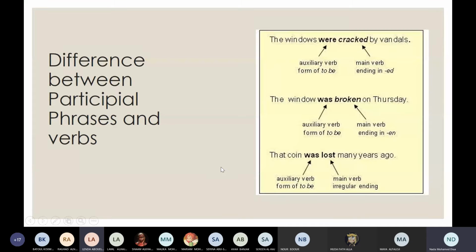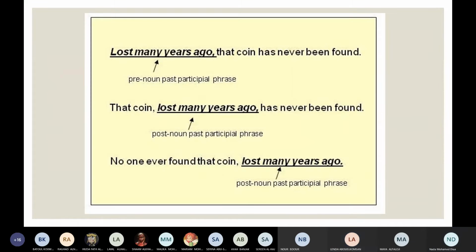Miss, isn't this an appositive? Lost many years ago, the second one? No, we said that an appositive is another noun, not an adjective. How would it be an appositive? That coin, and for example, quarter pound would be an appositive. Oh, okay. Because an appositive is another noun given to the noun. Here it is modifying the noun.